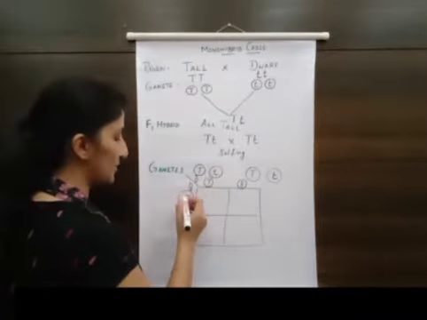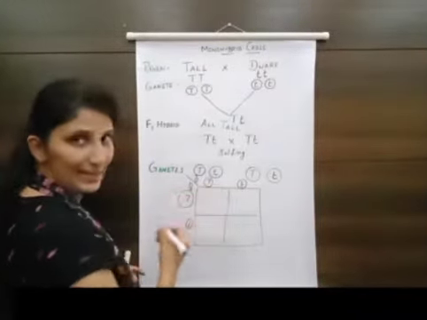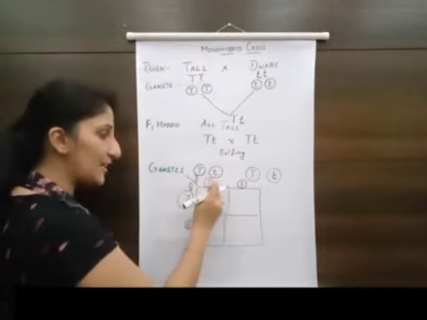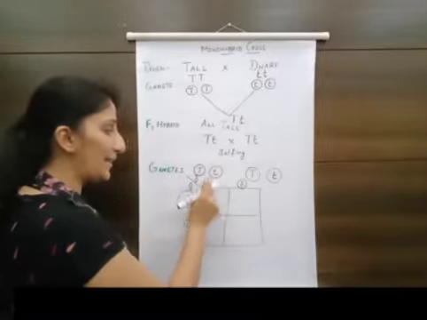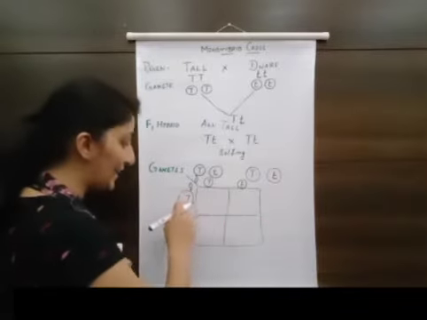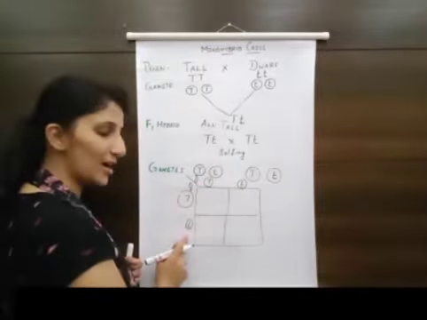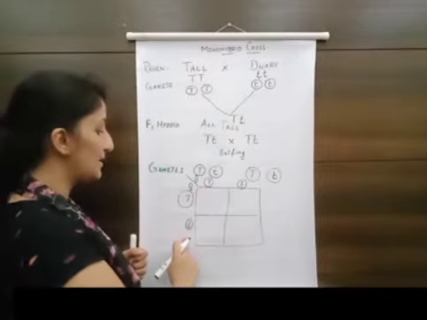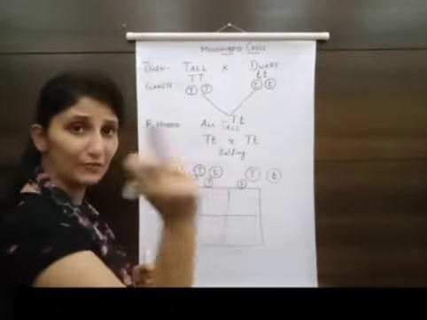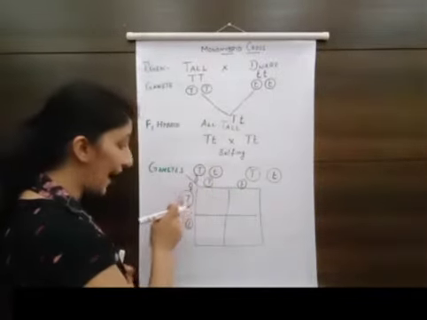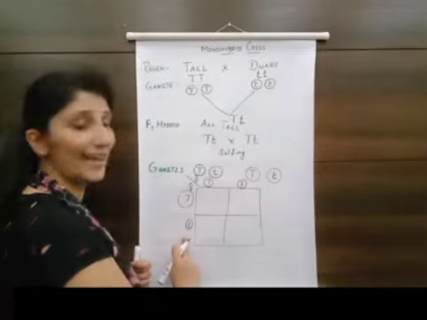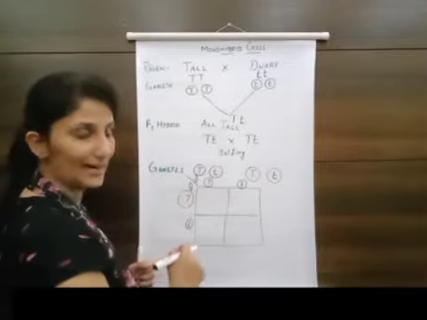In the first possibility, the capital T and capital T can fuse with each other. That means if we take this as the pollen grain, the pollen grain carrying the capital T allele has 50% chance to pollinate the egg carrying capital T and 50% chance to pollinate the egg carrying the small t allele. And again, the pollen carrying the small t allele has 50% chance to pollinate the egg carrying the capital T allele and 50% chance to pollinate the egg carrying the small t allele. So now let us conduct the process.